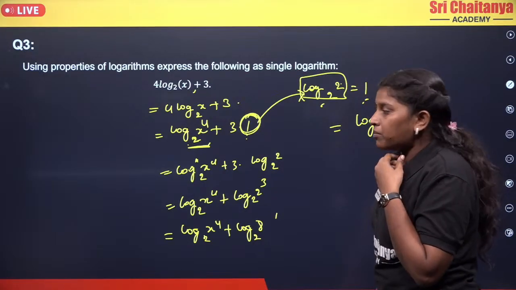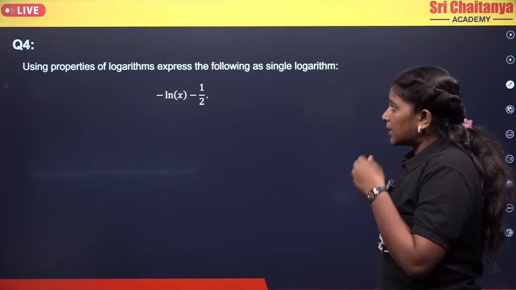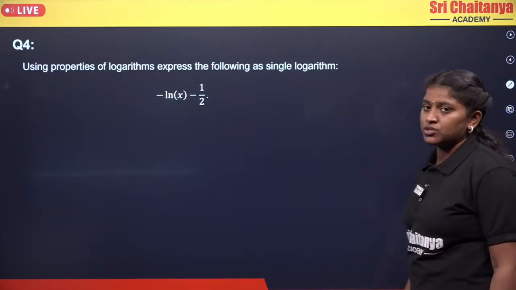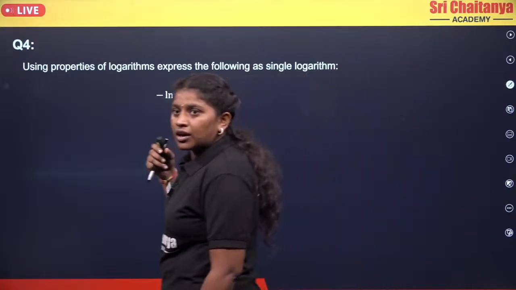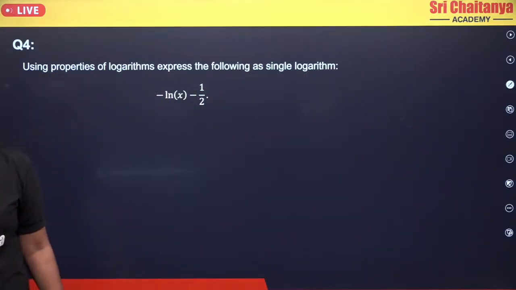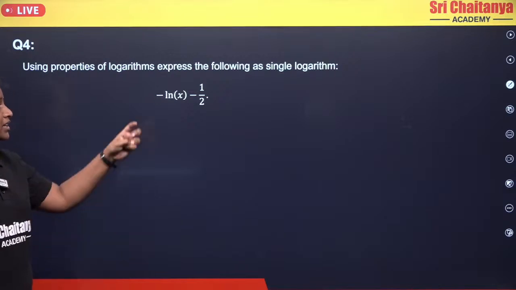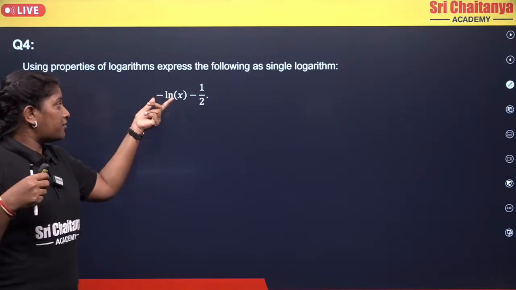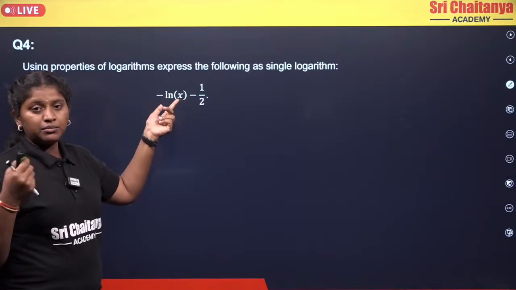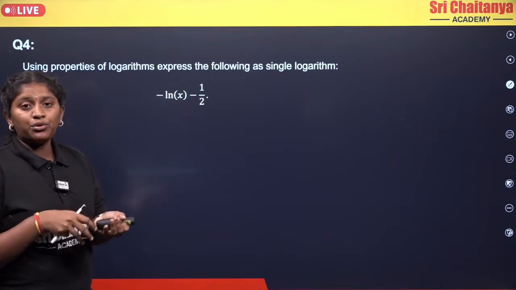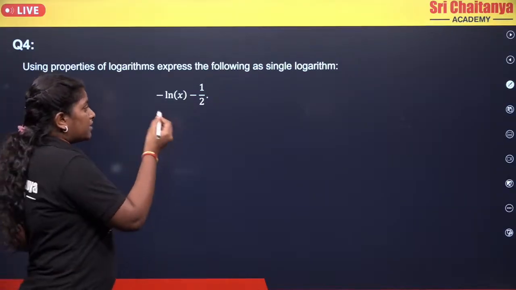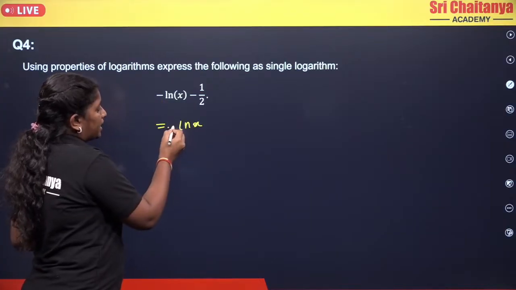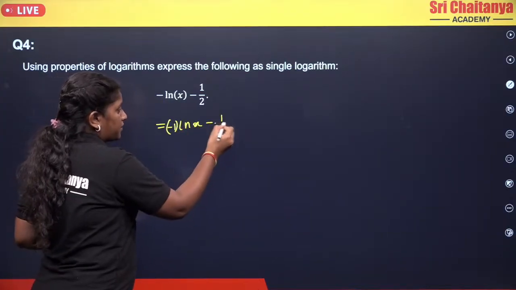Okay. Now let's solve another problem like this only. Coming to the next, using properties of logarithms, express the following as the single logarithm. So what will be the logarithm then? So I think now you can understand how you can write your minus 1 by 2 in the form of your logarithms. If you observe here, we are having ln of x. Ln means we are having the natural log. So we have to apply to the base e. So that becomes your ln x. If you apply here, minus 1 into ln of x minus 1 by 2.